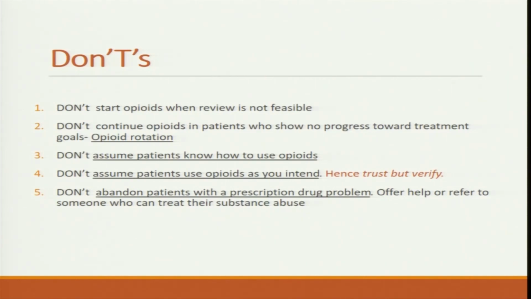Opioid rotation: you should have some alternative opioid available, otherwise do not continue opioids in patients who show no progress toward the treatment goal; the option is opioid rotation. Do not assume that the patient knows how to use opioids; you have to tell them each and every step. Always trust the patient, but always verify in your own way whether he is using morphine properly.